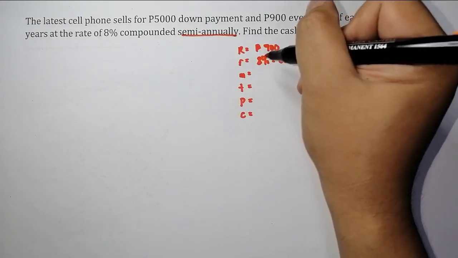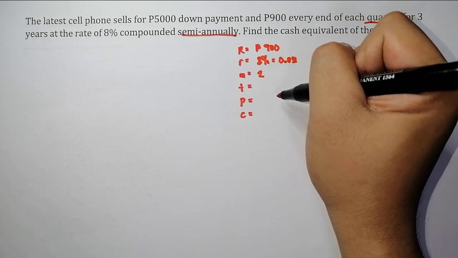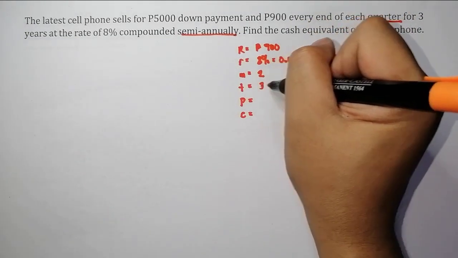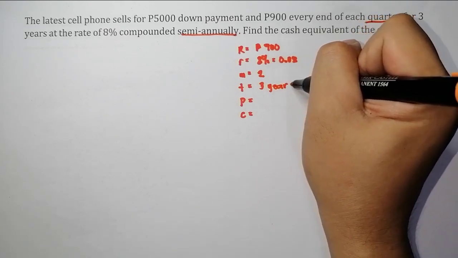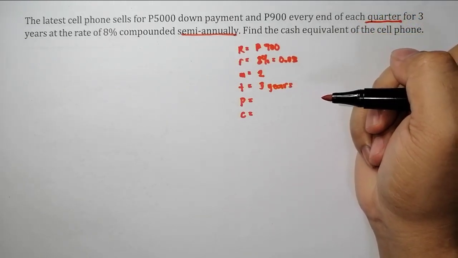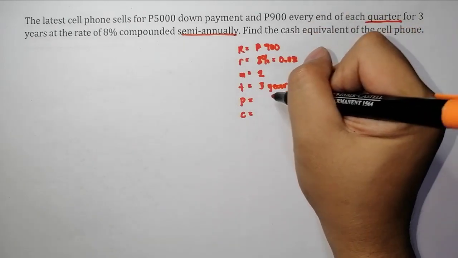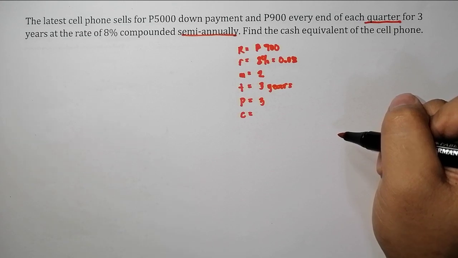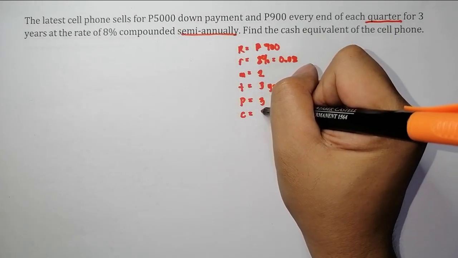Yung M natin dito, it's semi-annually, so 2. Yung time natin is, that's for 3 years. And then yung value ng P natin, yung number of months in a payment interval. So since quarterly siya magbabayad, there are 3 months. And then yung number of months naman natin in our compounding periods, since it's semi-annually, there are 6 months.